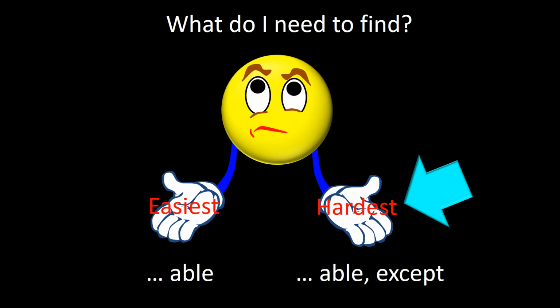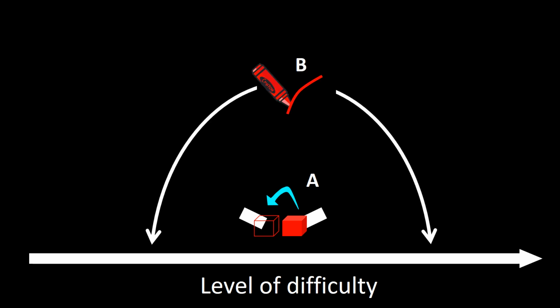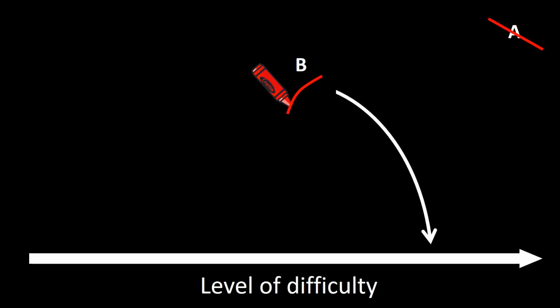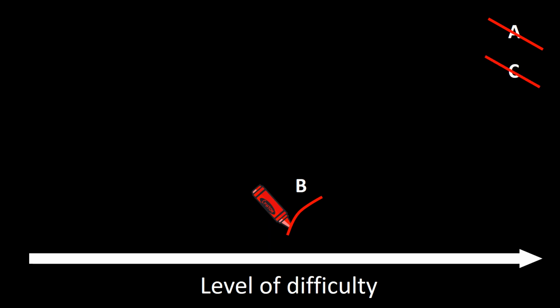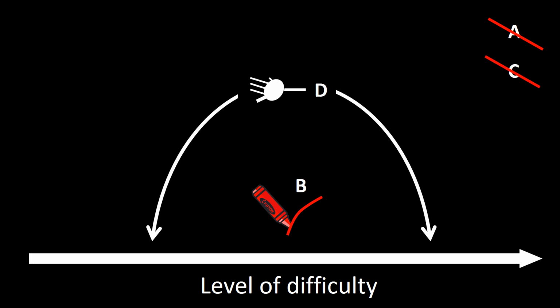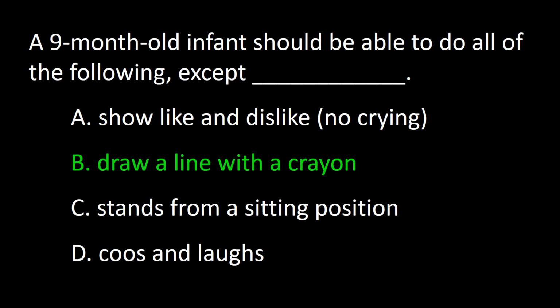hardest to accomplish milestone. So as we did before, we choose the first option, option A, and compare it with the second option. Writing with a crayon is harder than transferring an object, so A is not the answer. Then we use B and compare it to C. Pincer grasp is easier than writing with a crayon, so C is not the answer. Then we compare opening the hands spontaneously with writing with a crayon. Opening the hand spontaneously is easier. Hence, D is not the answer. The answer is B. So we go back to the question and choose B.